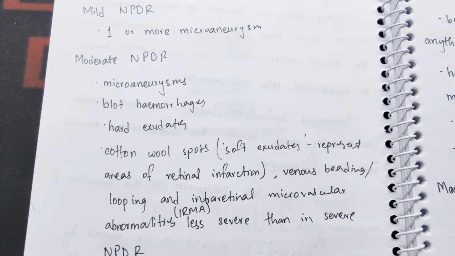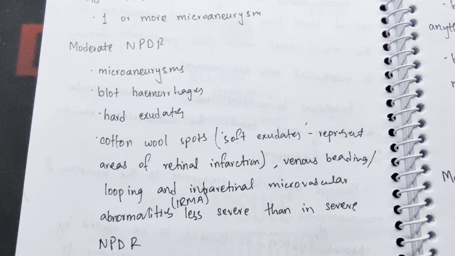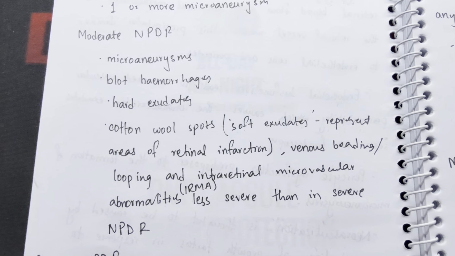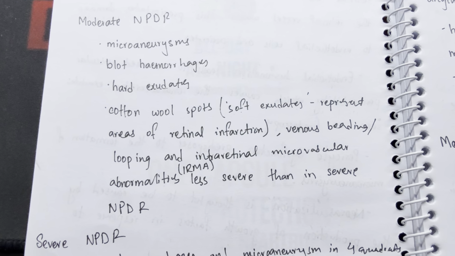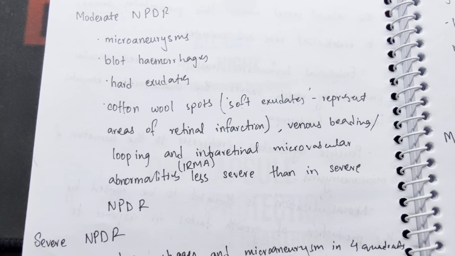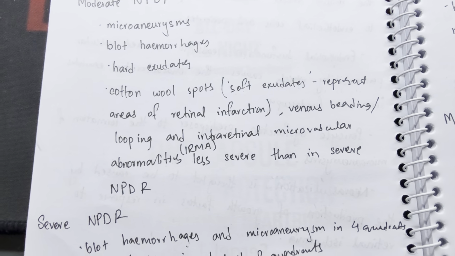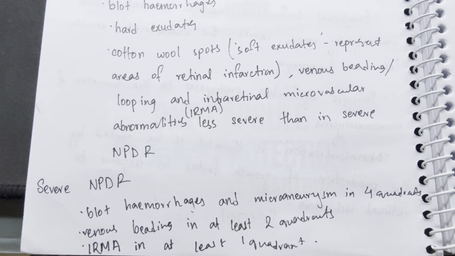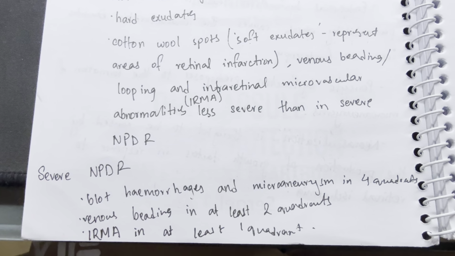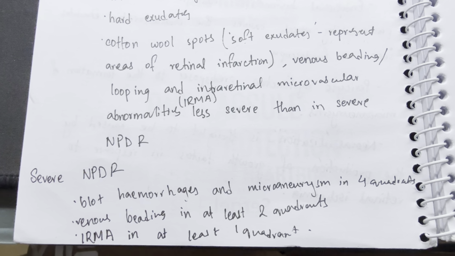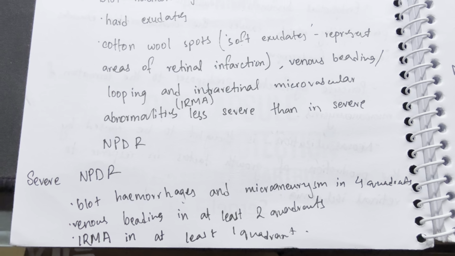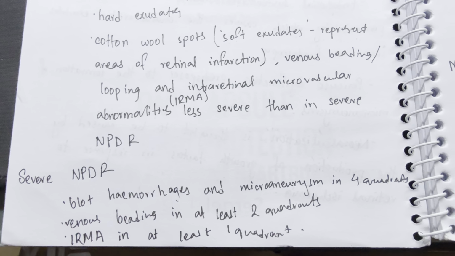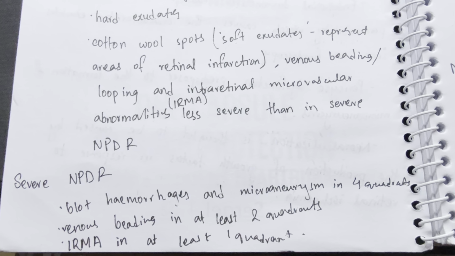Soft exudates represent areas of retinal infarction, venous bleeding, or looping, and intraretinal microvascular abnormality, which is also called IRMA, which is less severe than in severe non-proliferative diabetic retinopathy. In severe non-proliferative diabetic retinopathy, there is blood hemorrhages and microaneurysm in 4 quadrants, venous bleeding in at least 2 quadrants, IRMA in at least 1 quadrant.